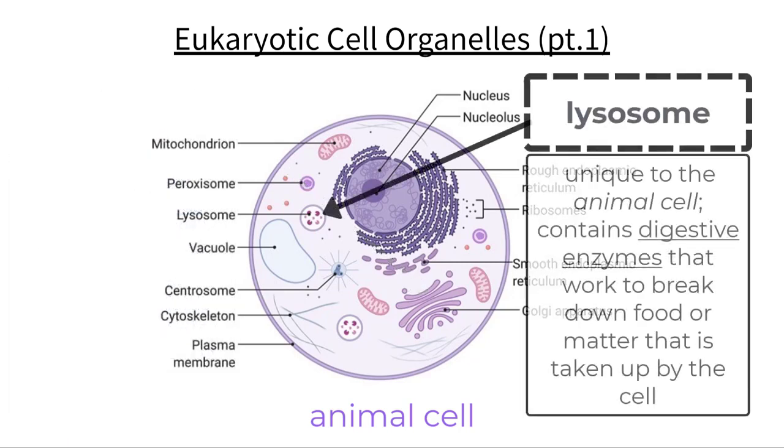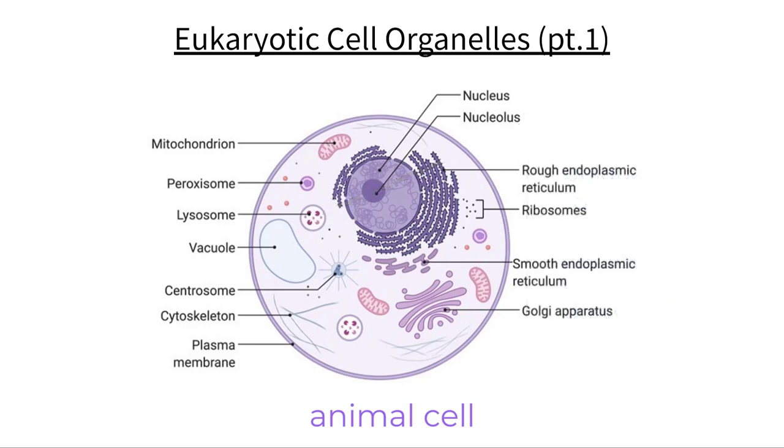Next up, we have the lysosome, which is a structure that is unique to the animal cell. These specialized structures carry digestive or hydrolytic enzymes that work to break down any food or matter that is taken up by the cell. Internal parts of the cell can also be purposefully destroyed by a lysosome if they are not functioning properly. We'll learn more about this later in the course.